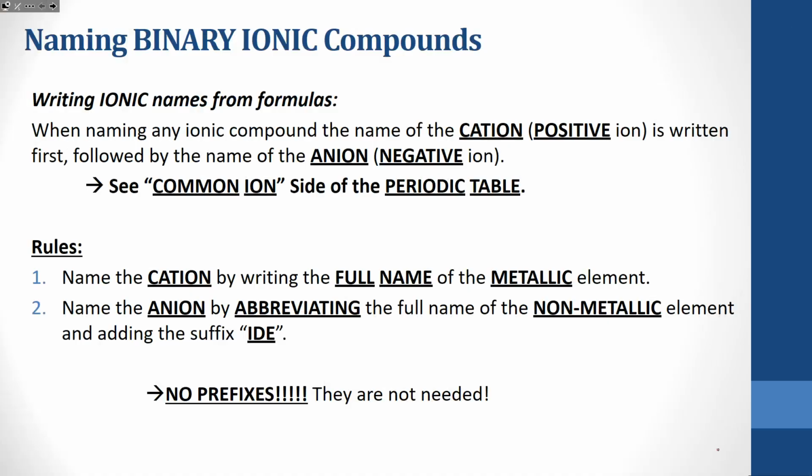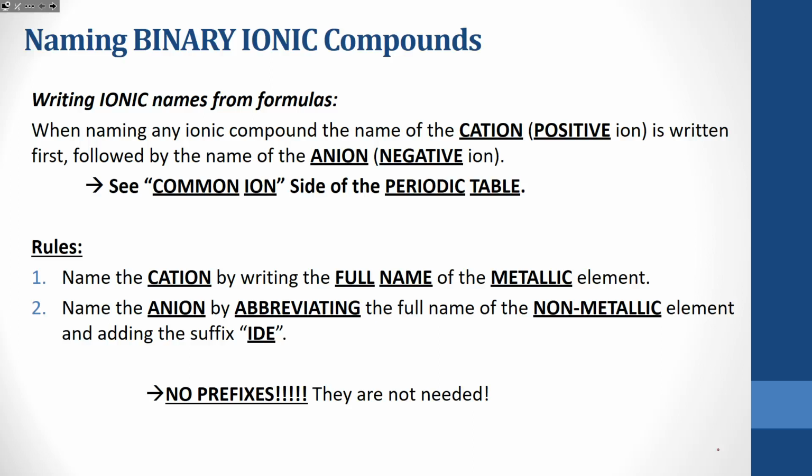Okay, so today we're going to look at how to name a binary ionic compound. Now, what the heck does binary mean? Binary just usually means two. So we're talking about an ionic compound that's made of two elements. Binary code is ones and zeros. It's just two different numbers. So if we're talking about binary ionic, it's just two different elements, but they're forming an ionic compound.